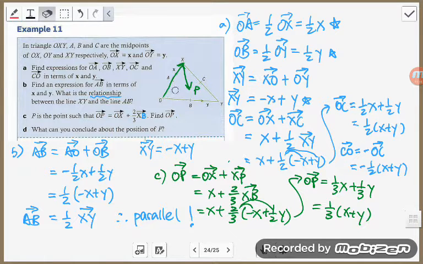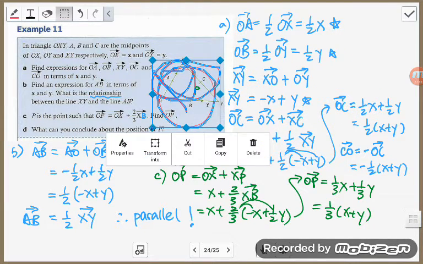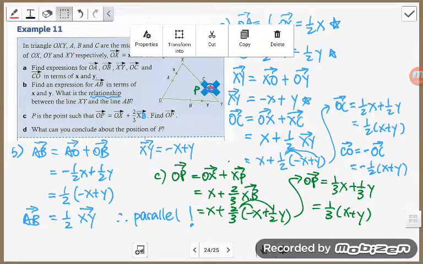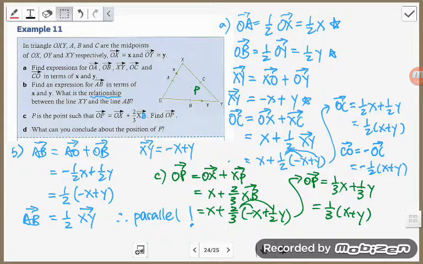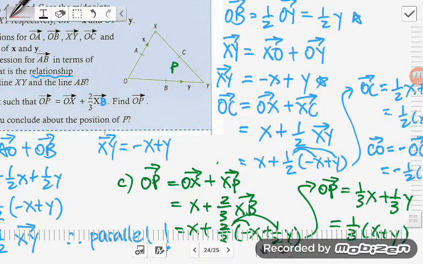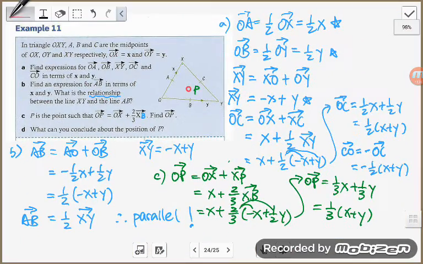Okay, let me erase this. I'm gonna have a point P. Okay, forget it, I can't do it. So let's say I have a point P there, right? Oh man, that's annoying. Okay, that's point P. All right. So now they want us to look at the position of point P and come up with a conclusion, right? What can you conclude about point P?